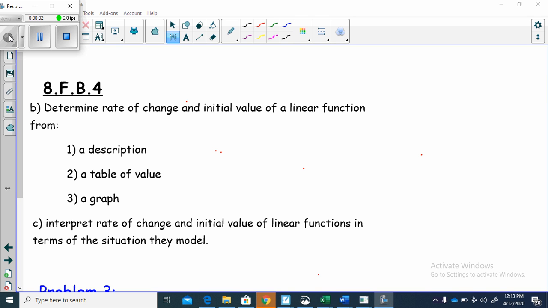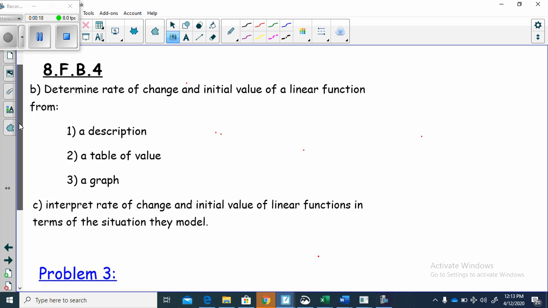This is problem 3 of standard 8FB4. We're going to determine the rate of change and initial value of a linear function from a description, a table of values, or a graph. Then we're going to interpret that rate of change and initial value of linear functions in terms of the situation they model.